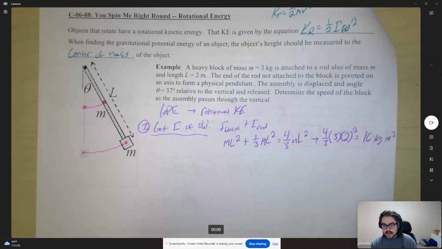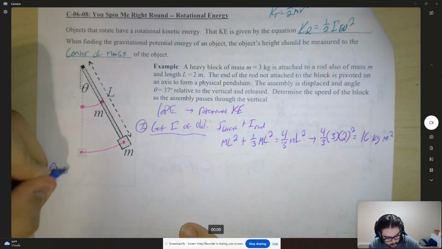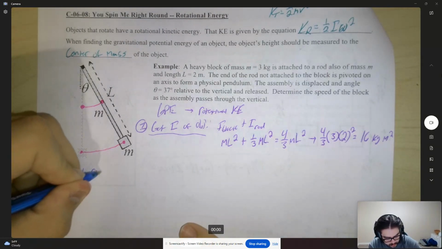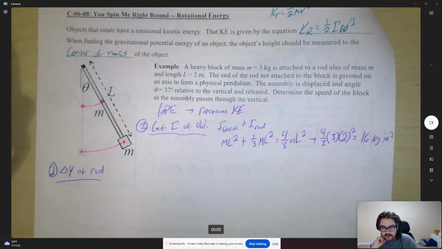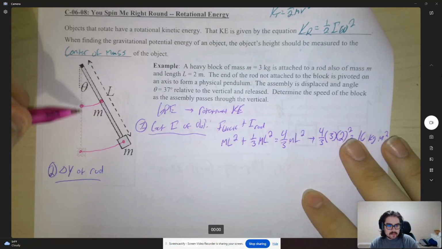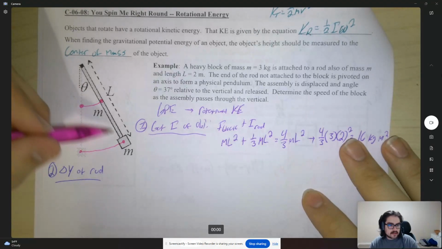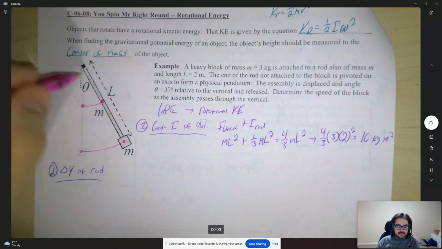Okay, now I need to figure out the second thing, which is delta y of the rod. Well, that's the hard part: I need to figure out the change in height of the rod. The way that I was able to solve this, and it's kind of weird, is that if you notice, this technically makes a triangle.